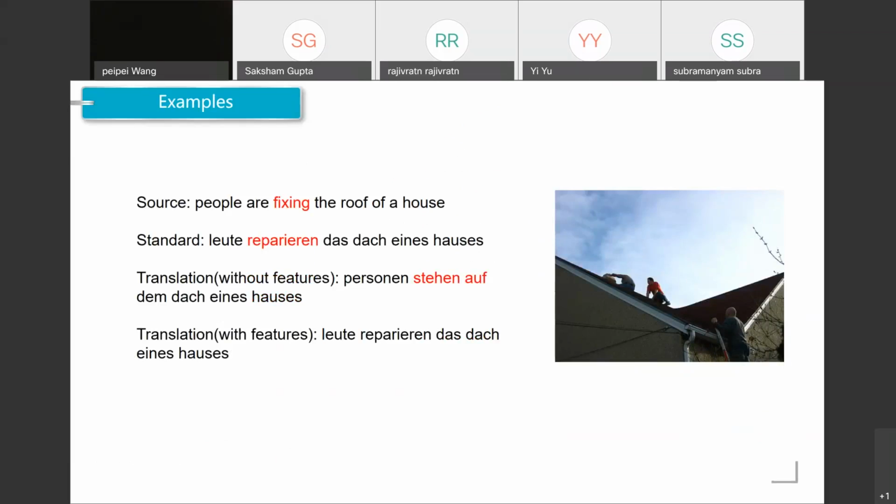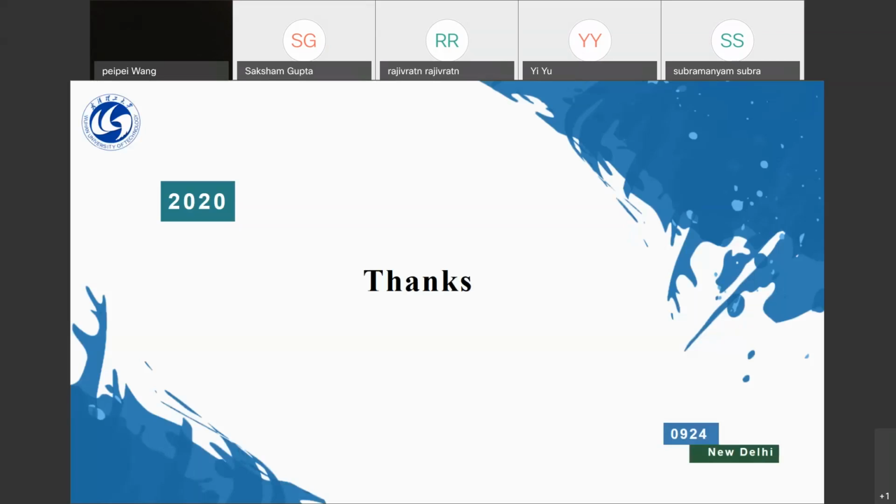Our MMT model with filters gets the correct answer. The example shows that vision filters can provide more effective information to enhance the understanding of sentence semantics and improve the quality of translation. That's all.